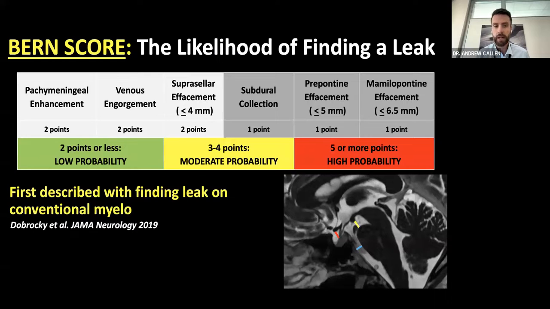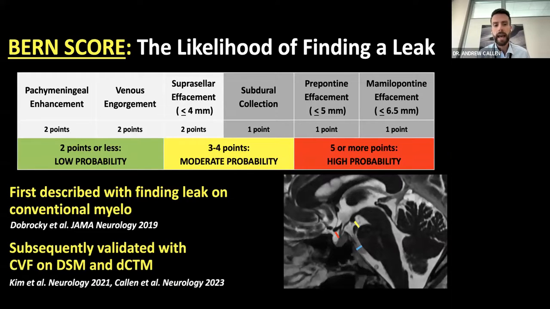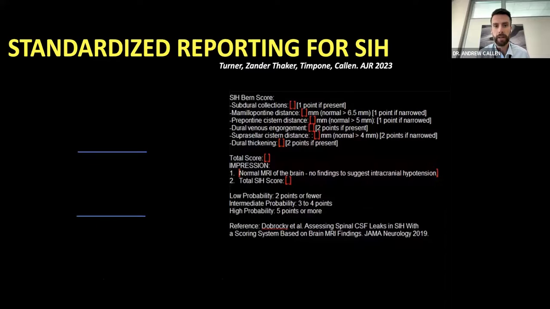It was first described in the context of conventional myelography, looking for dural tears or meningeal diverticula, and then both us and others have validated these findings for CSF venous fistula on dynamic CTM and digital subtraction myelography.